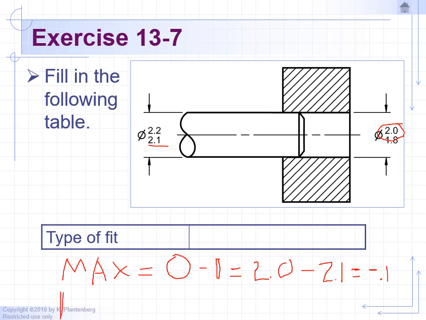Now let's calculate our minimum. Our minimum is going to be small hole minus large shaft. So let's take a look at the small hole. The smallest hole allowed is 1.8, so 1.8. And we're going to subtract the largest diameter allowed for the shaft, which is 2.2.